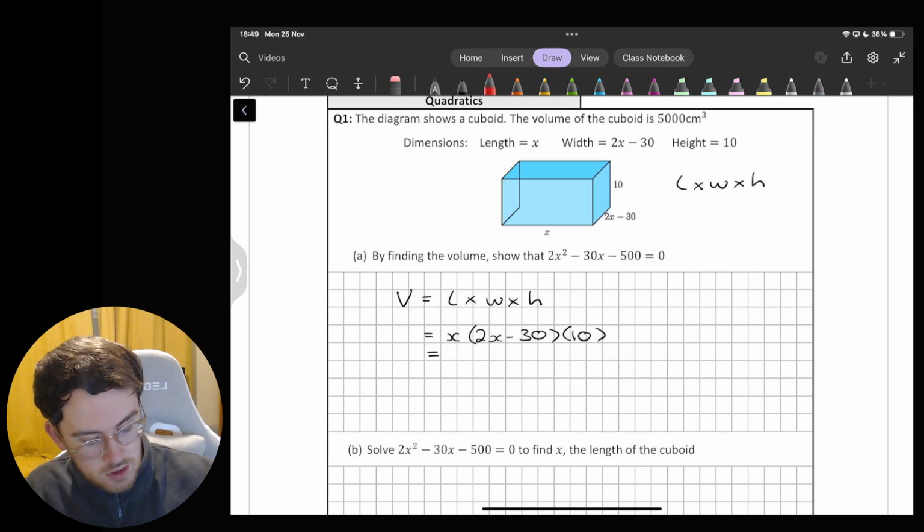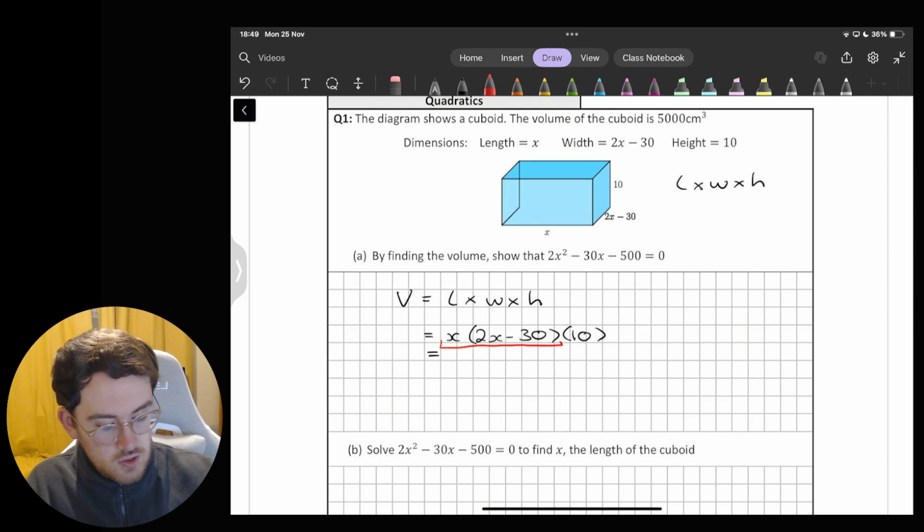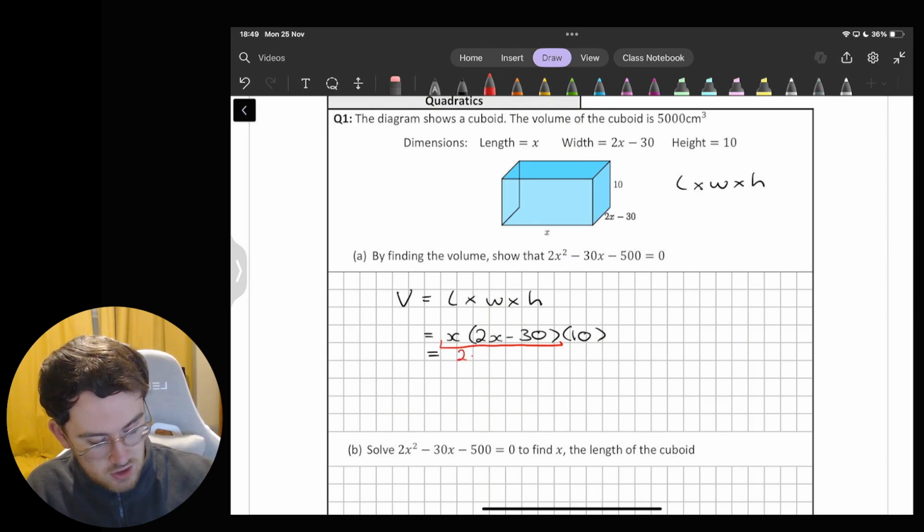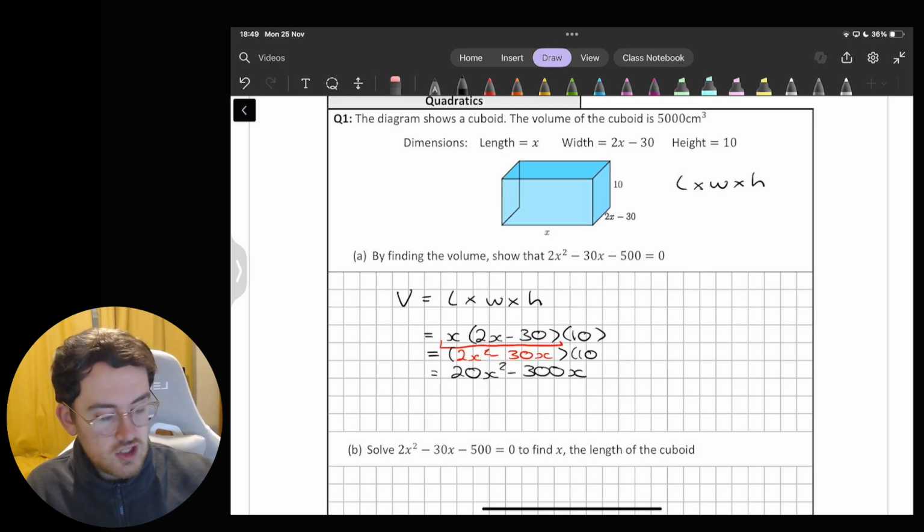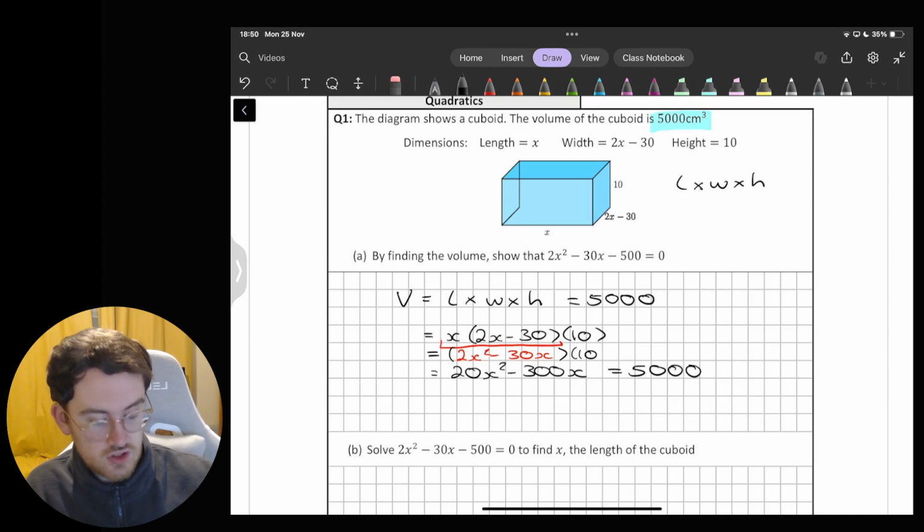Multiplying those, I would do it step by step. So start off by multiplying these two here. x times 2x minus 30 gives me 2x squared minus 30x. And then I need to multiply that whole result by 10, which gives me 20x squared minus 300x. The main thing to note here from the question is that we know the volume is 5,000. So this should be equal to 5,000. So bringing everything together, we're subtracting the 5,000 from both sides, or bringing it across and making it negative.